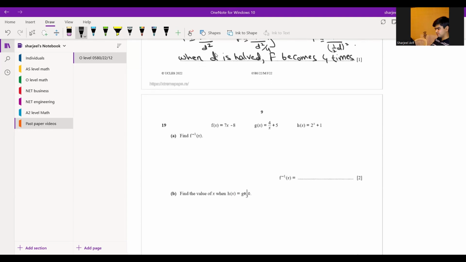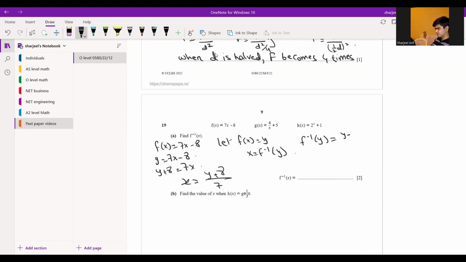Okay. For question number 19, we have to find the inverse of function f(x). So for this part, let's say f(x) equals y. So x will become f inverse of y. Similarly, substitute f(x) with y here as well. So make x the subject. Here you will get x equals y plus 8 over 7. So just replace the values of x. You will get the inverse function in terms of y. So just replace variable y with x. You will get f inverse of x.